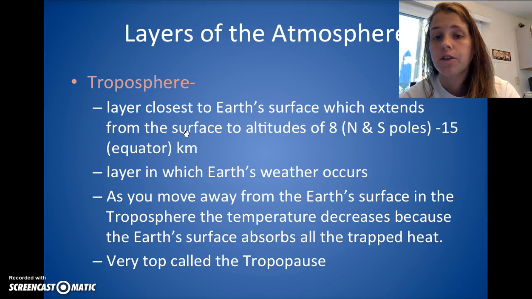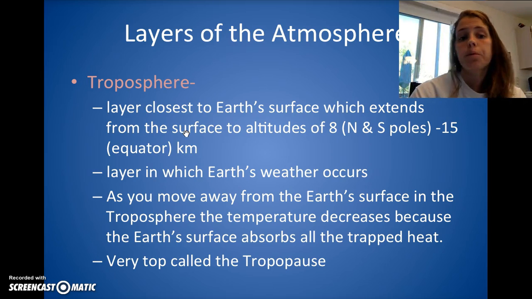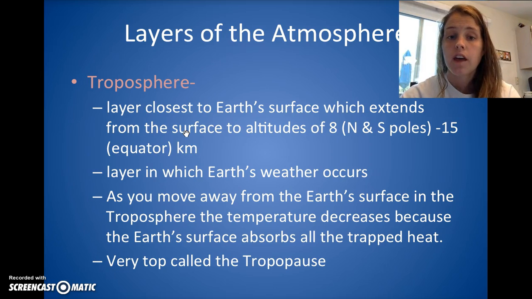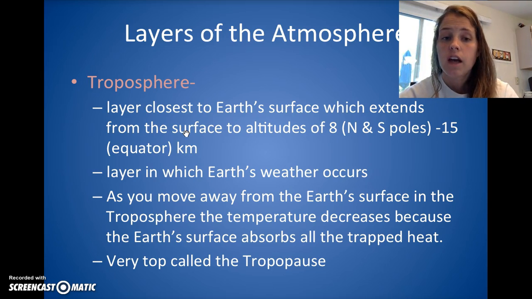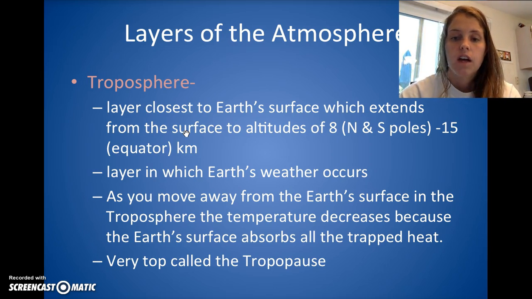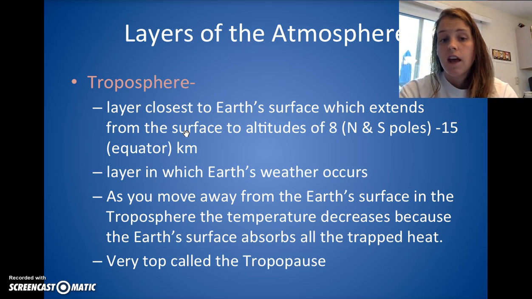So really quickly, I know that you guys did this already in your activity, but I'm just going to go over the layers of the atmosphere. We have the troposphere, which is the layer closest to the Earth. The altitude kind of differs depending on where you're at on the Earth. So if you are closest to the poles, it goes up about 8 kilometers. And if you are closer to the equator, it goes up about 15 kilometers. This is where the weather occurs. And as you move away from the Earth's surface, in the troposphere, the temperature decreases because the Earth's surface absorbs all the trapped heat.